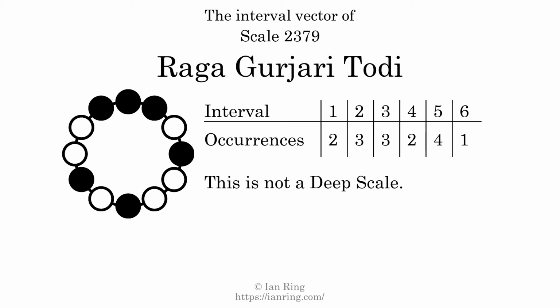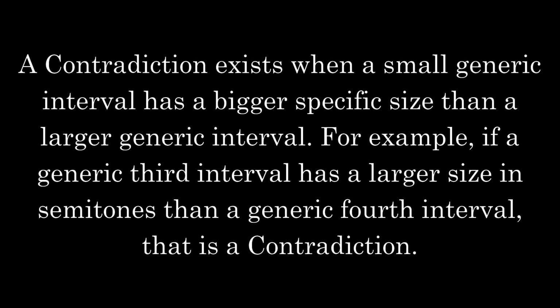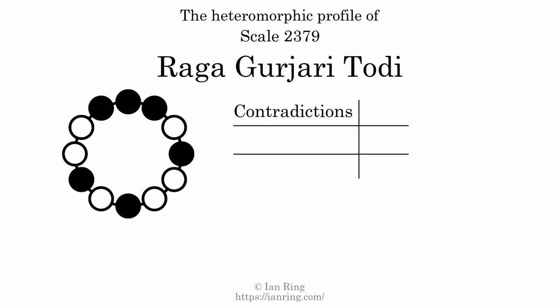a deep scale. Heteromorphisms are comparisons between every interval in a set. They can be classified as contradictions, ambiguities, and differences. A contradiction exists when a small generic interval has a bigger specific size than a larger generic interval. For example, if a generic third interval has a larger size in semitones than a generic fourth interval, that is a contradiction. The number of contradictions in this scale is 10.